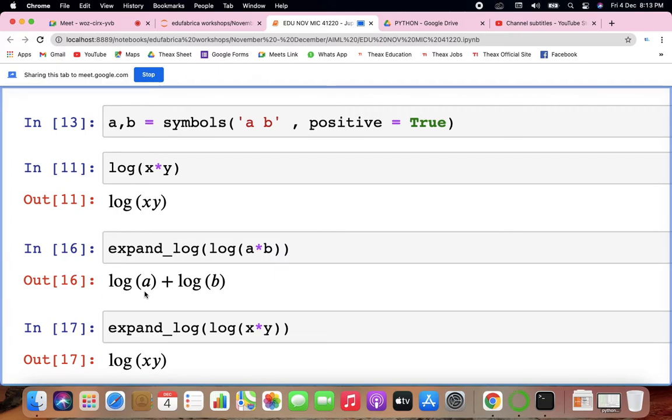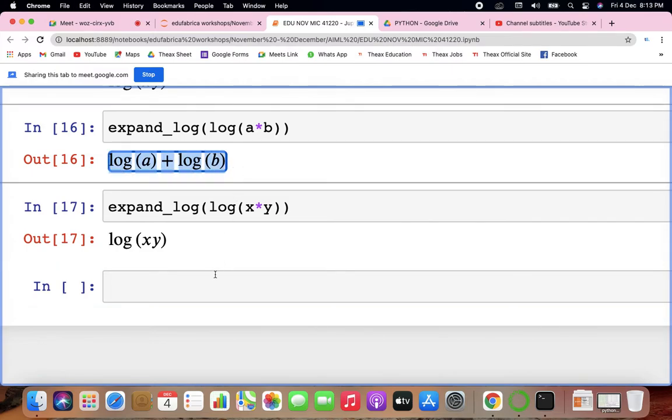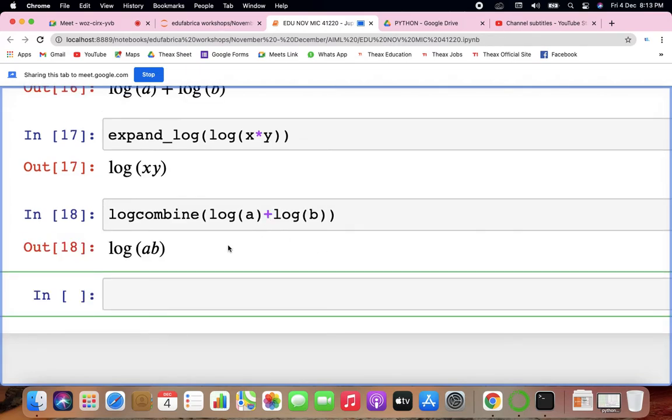If you have any logarithmic values, you can then combine those things. So log a minus log b, if this is the expression and I just say log combined, this gives the value of log of a by b, right? Like these things are being done.